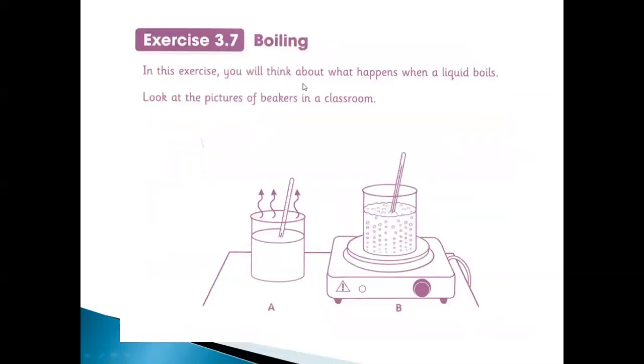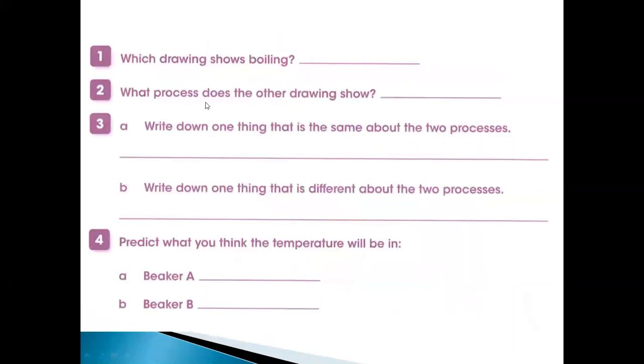3.7. In this exercise, you will think about what happens when a liquid boils. Look at the picture of a beaker in a classroom. After boiling, you can see the bubbles. Which one, A or B? B is on the stove and A is this one here. Which drawing shows boiling? Obviously drawing B. What process does the other drawing show? A, evaporation. You can see evaporation.